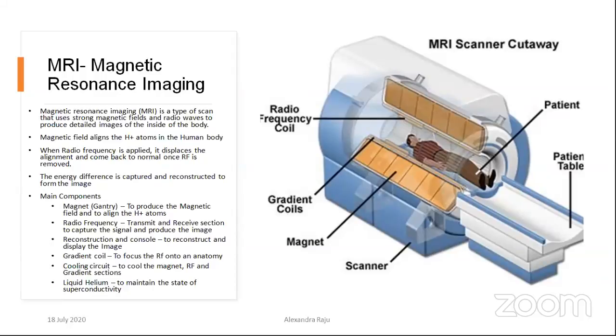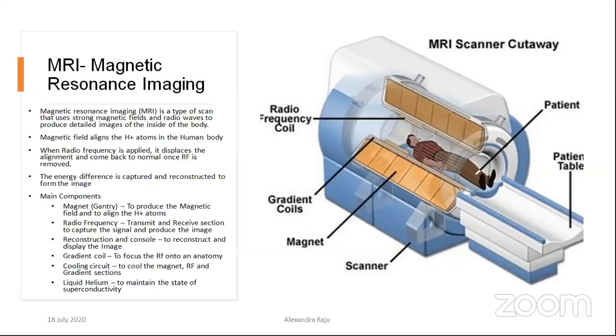So we know that a major part of our body consists of water, which consists of H plus ions. Inside that, we have the proton, which has a magnetic property. When it is kept in a magnetic field, the protons will have a direction similar to that of the magnetic field. When the radio frequency is applied, it displaces the alignment, and the protons come back to normal once the radio frequency is removed. The difference is captured and reconstructed to form an image. I hope you will know more about medical physics and MRI, and I am not going deep into that.